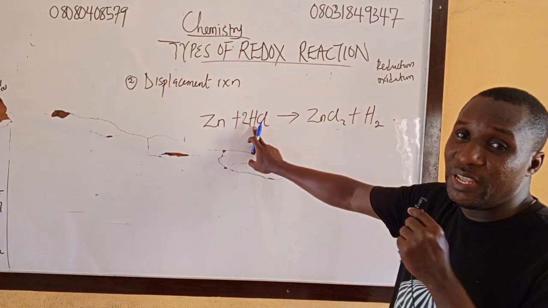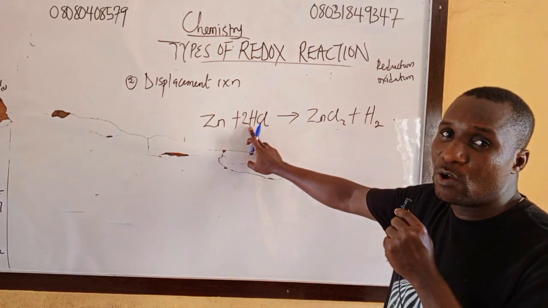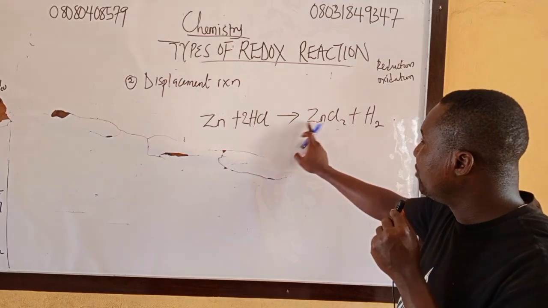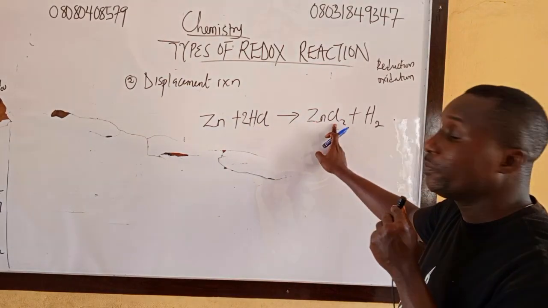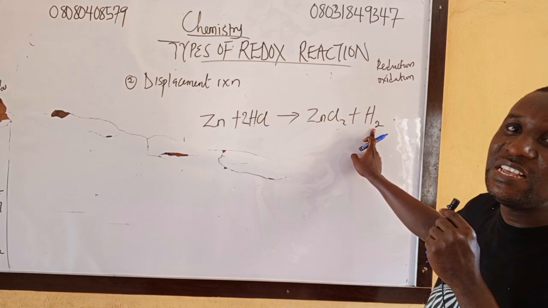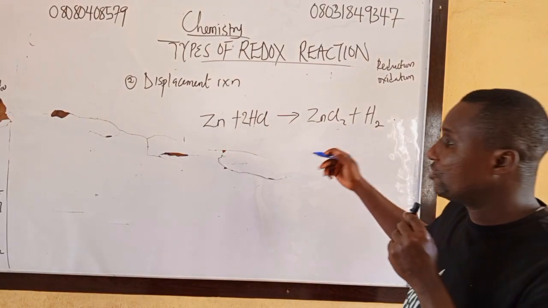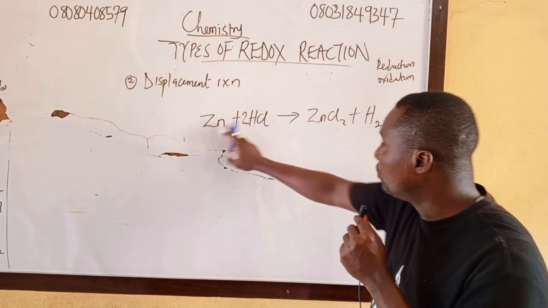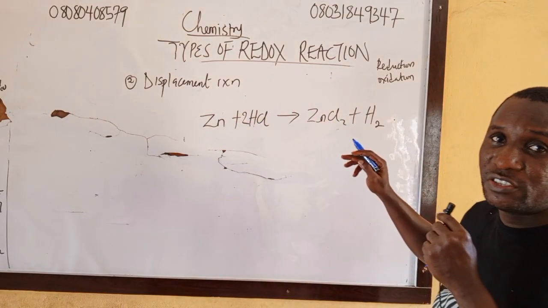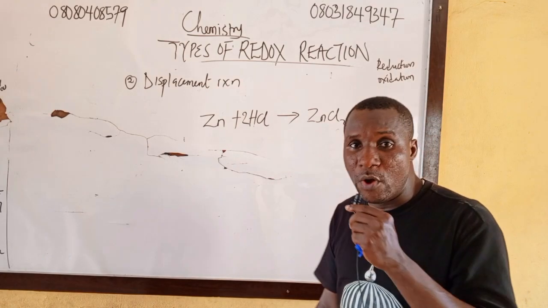Can you see? Zinc has displaced hydrogen. That means it has replaced hydrogen. That's why you can call it single replacement. Hydrogen is being displaced. That's why it is called displacement reaction or replacement reaction. You replace hydrogen with zinc. You understand? Replacement reaction, single replacement reaction or displacement reaction. It's an example of redox reaction.